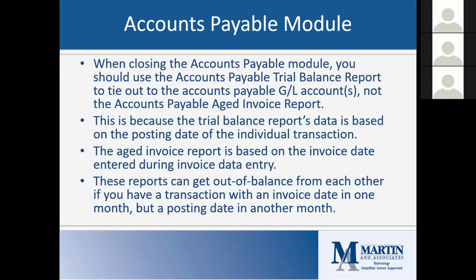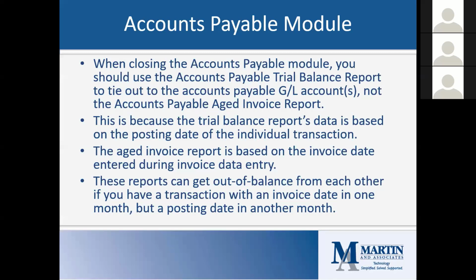Okay, and the reason being is this: the trial balance report will base the data that it has on it off of the posting date of the individual transactions. And that's also, the posting date is when it hits the general ledger. So they should match up. The aged invoice report bases its information off of the invoice date that you entered during invoice data entry. Okay, so these reports can get out of balance if, for example, you have an invoice date in 1 month, but you post it in another month.